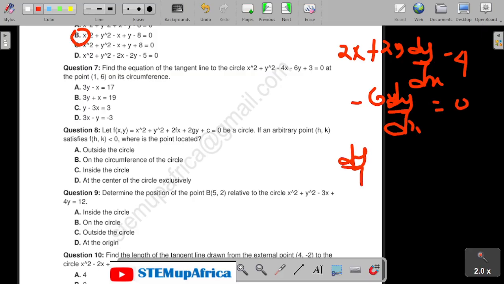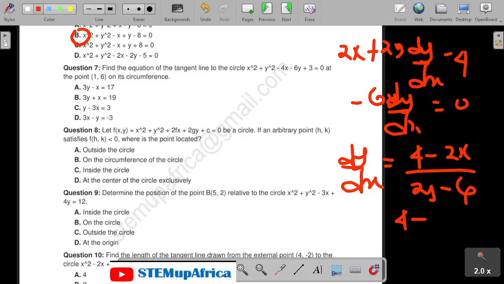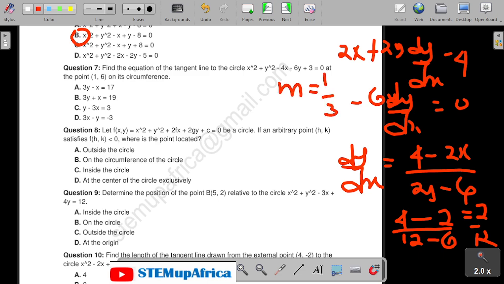So my dy/dx will be what? If you simplify and make dy/dx the subject of the formula, I'm going to have (4 minus 2x) over (2y minus 6). So when x is 1, y is 6, so we're having 4 minus 2, over 12 minus 6, which is 2 over 12 for my dy/dx, which is the gradient. 2 over 6 will give us 1 over 3. Our gradient is now 1 over 3.